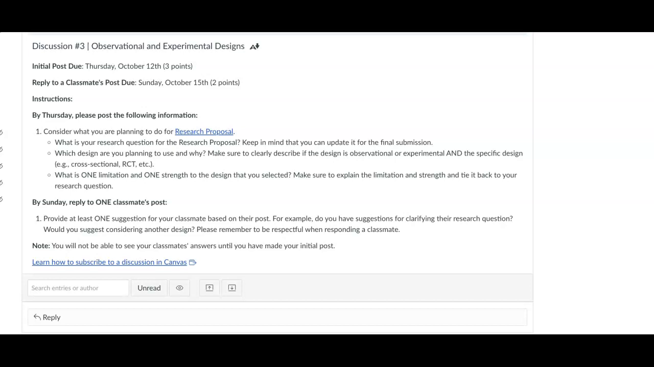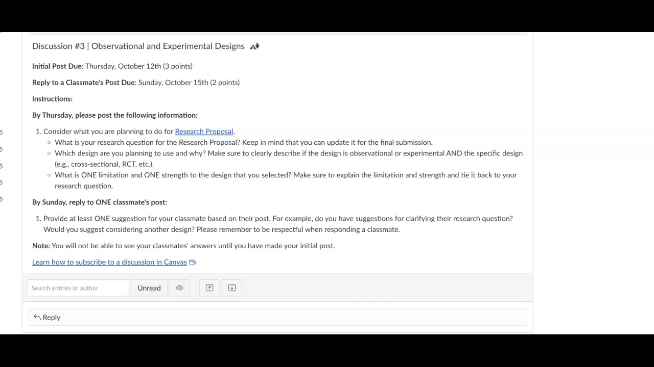And then I want you to tell me what research design you're planning on using and why in terms of that research proposal. Remember, for your research proposal, you're actually going to propose a research study. I want you to tell me what research design you are currently thinking about using and justify why you're thinking about using that particular research design.